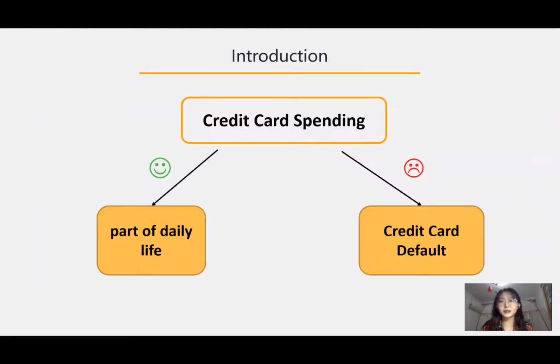Nowadays, for customers, credit card spending has become an important part of daily life. However, the problem of bad credit card behavior is becoming more and more obvious and serious. Therefore, it's an important challenge for banks to find credit card defaulters beforehand. In this presentation, the potential factors related to default will be found by means of regression and decision tree.